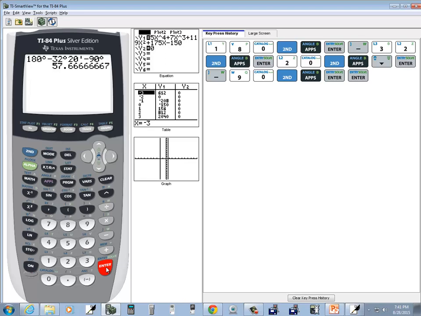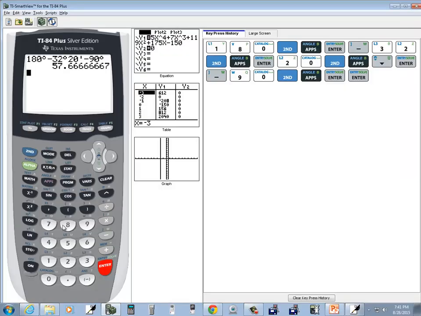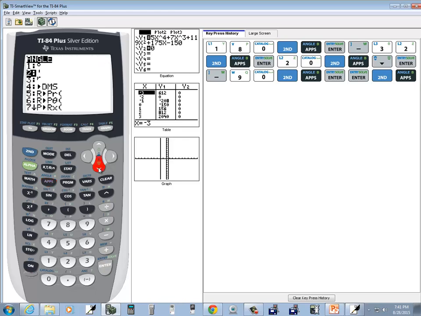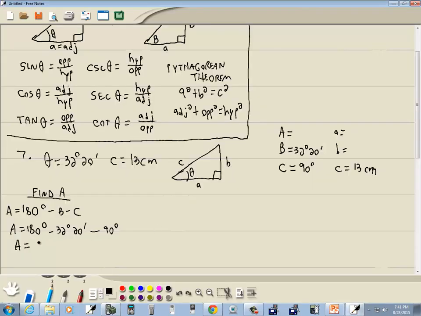Now we got decimals. Probably don't want decimals since our original angle had minutes. So let's go ahead and do second apps, and we're going to choose number 4, which will change it to degree, minutes, seconds. And then press enter. So it looks like this will be 57 degrees and 40 minutes.